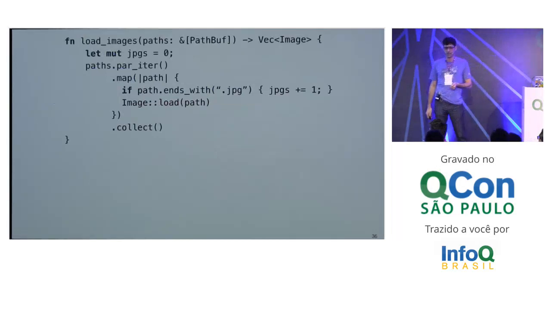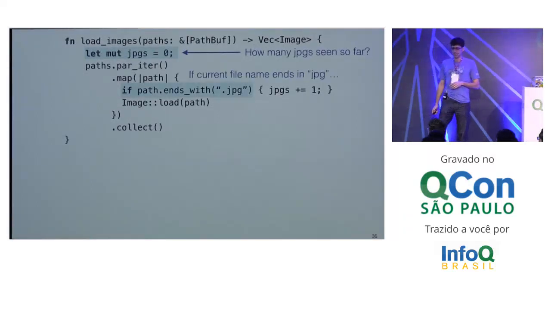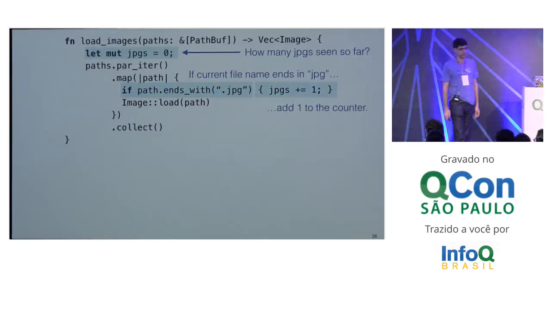So if we go back to that example of loading the images, I made one change. I added 2 lines. I added a counter of how many JPEGs we saw as we went through, because maybe they have different formats. I don't know. And I'm testing, does the file name end in .jpg? Then I increment the counter. Seems fine. In a sequential loop, this would be fine. But in parallel, this is not okay.